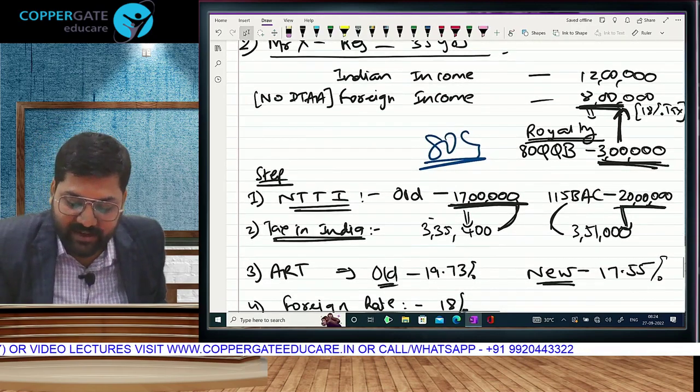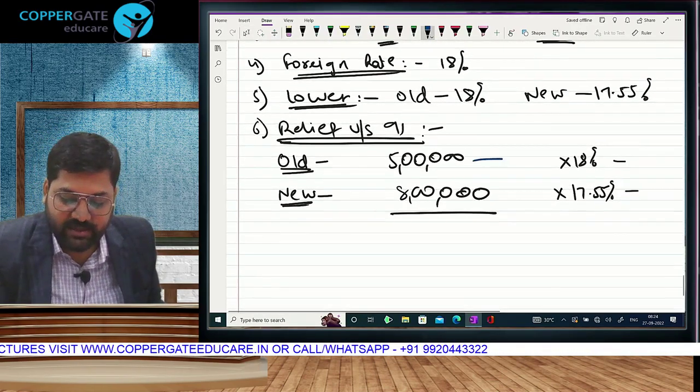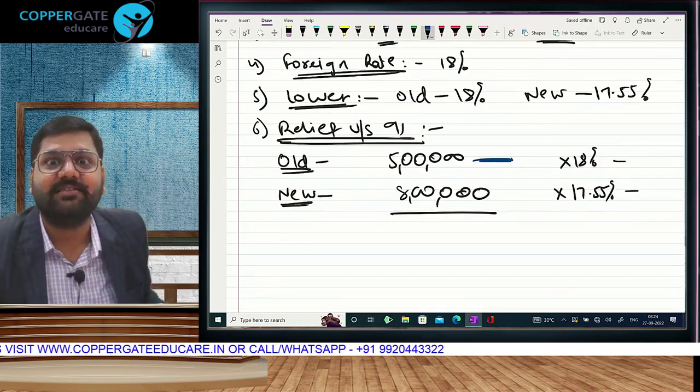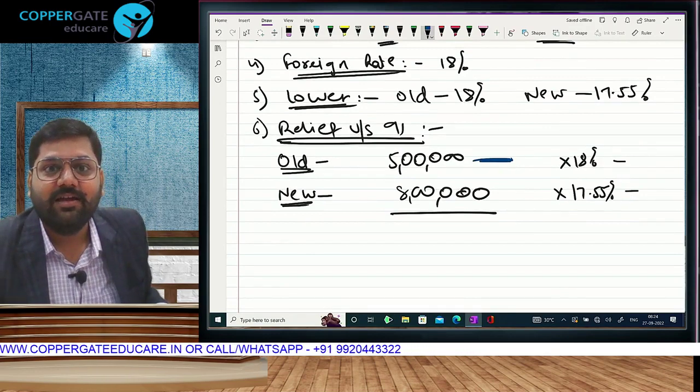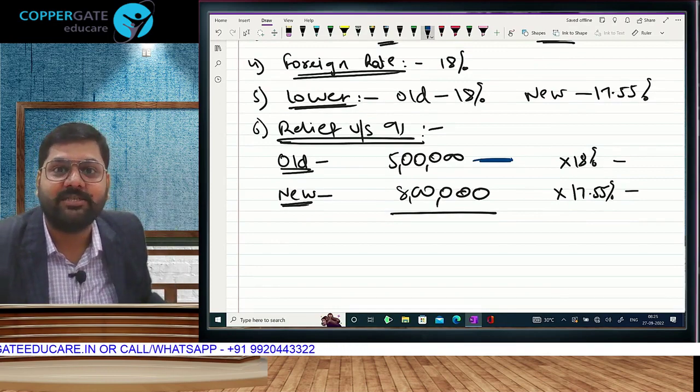This will still be 17 because I have taken the deduction. When I come to this calculation, I will say 8 lakhs. Why? Because the 3 lakh was taken against Indian income, so the full foreign income is eligible.